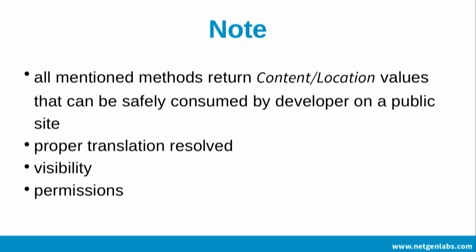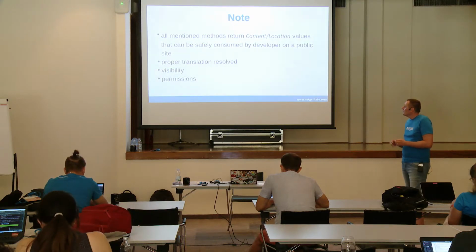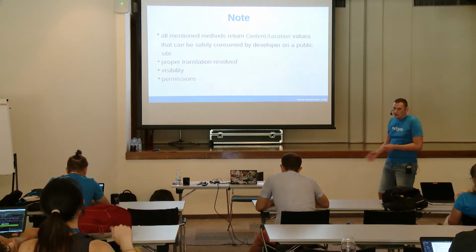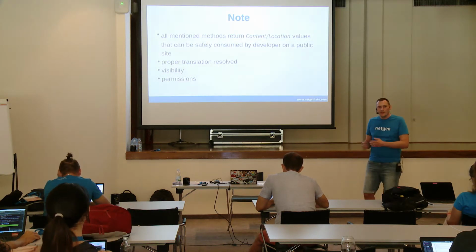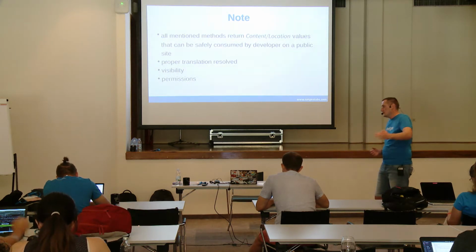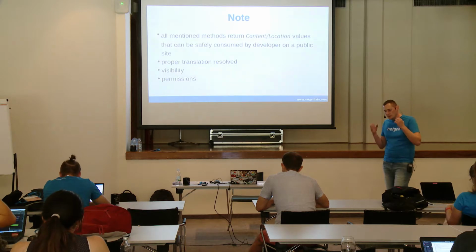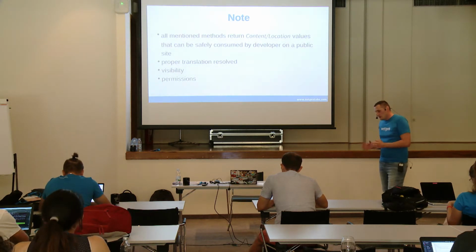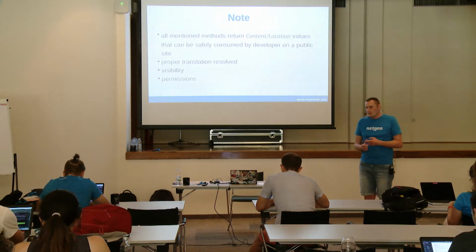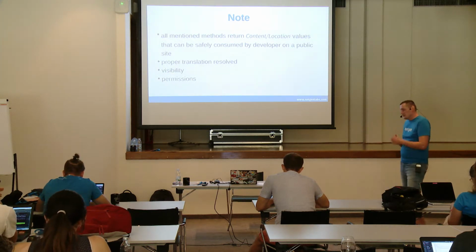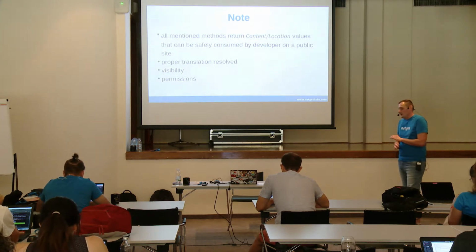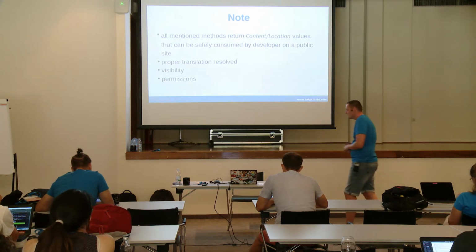And best of all, what I like the most, all those functions that are provided with Site API, I like to call them safe functions, because you just go to the template, call the methods, get the content or get the location, whatever you want, and display those contents in the front end. You can consume it without the problem, because you know that content can be displayed without the problem of permissions. Translation will be properly resolved. Visibility issues are gone. Basically, you are safe. You are good to go.